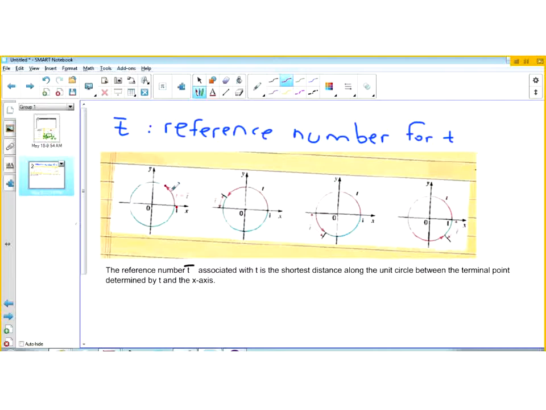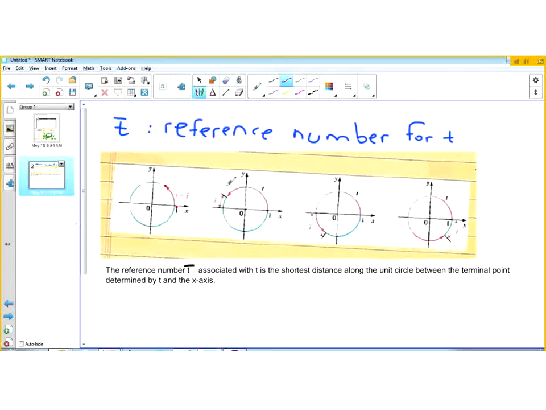So which distance would be shorter? Going clockwise to get to the terminal point from t equals 0, or going counterclockwise? Well, in this case, going counterclockwise would be the shorter distance. So in this case, the terminal number is equal to the reference number in the first quadrant. In the first quadrant, t is equal to t bar.